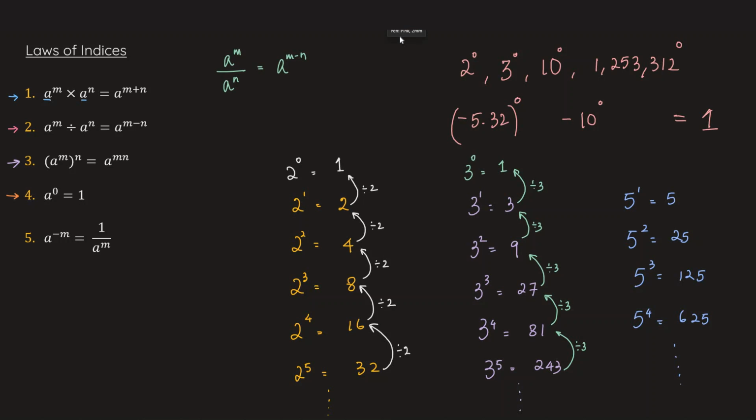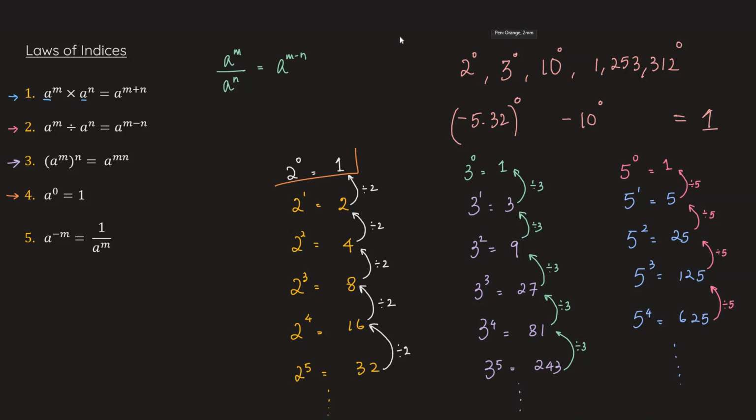Let's go to base 5. 625. If you want to get 125, you divide by 5. From 125, if you want to get to 25, you divide by 5 again. From 25, if you want to get to 5, you divide by 5 again. So if you want to go to the previous number, you divide that by 5. So 5 divided by 5 is 1. And in the same pattern on the left hand side, power 4, power 3, power 2, power 1, now the power has to be 0.